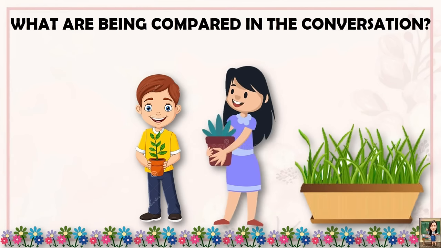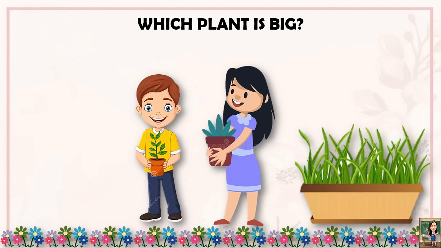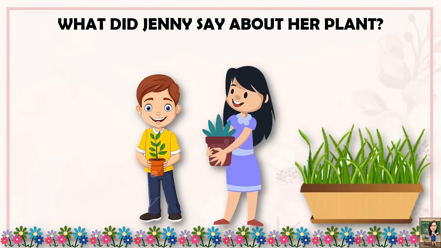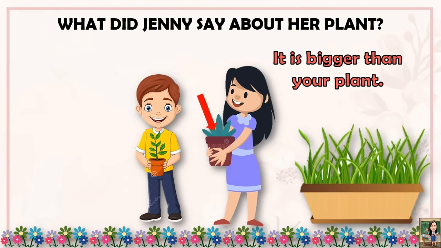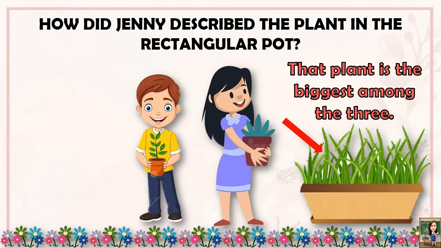Second question, what are being compared in the conversation? Correct! They are compared about the plants. Third question, which plant is big? You're right! The plant of Billy is big. Fourth question, what did Jenny say about her plant? Correct! Jenny says, it is bigger than your plant. Fifth question, how did Jenny describe the plant in the rectangular pot? You're right! Jenny says, that plant is the biggest among the 3.